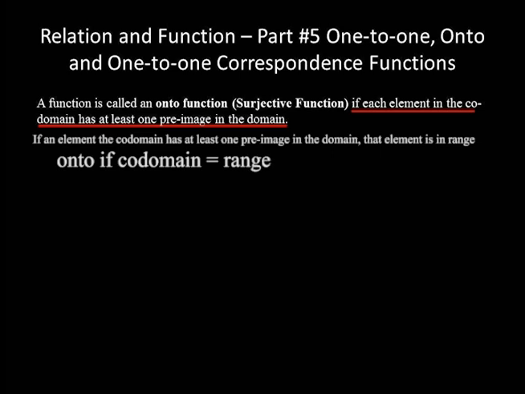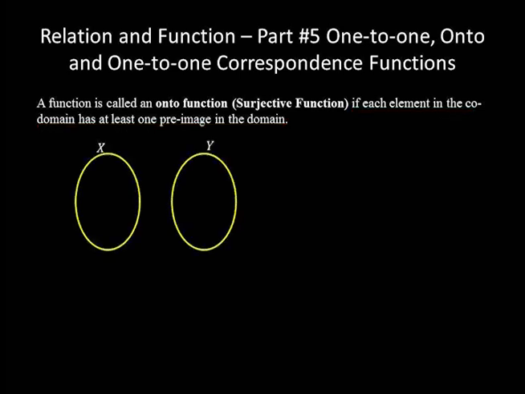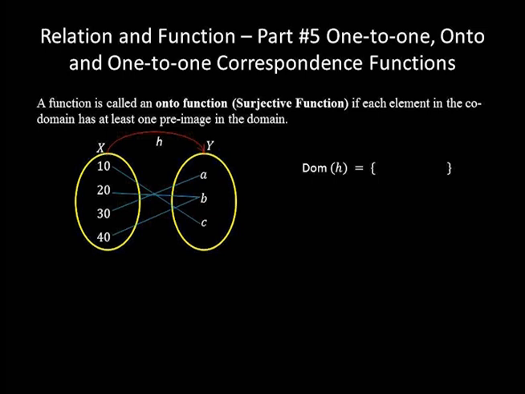Again, let's elaborate this definition by using a diagram. The diagram below represents x and y with values of x equal to 10, 20, 30, and 40, and values of y equal to a, b, and c. Assume h is a function that maps from x to y. 10 relates to c, 20 associates with b, 30 relates to a, and 40 relates to b.